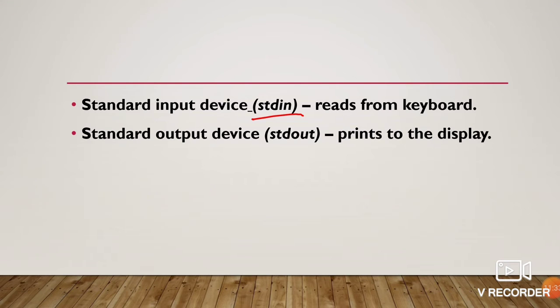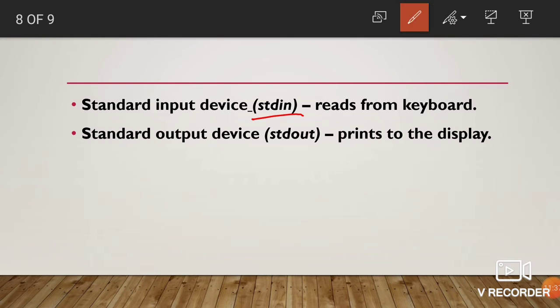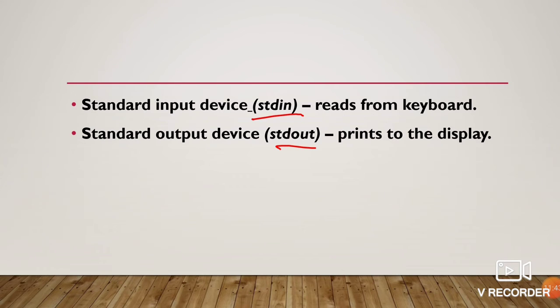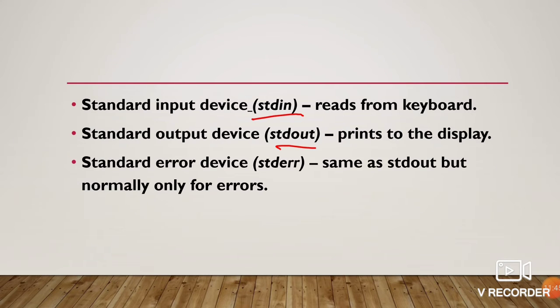Okay, standard output device, STDOUT. The standard output device, STDOUT, prints to the display. And the third one, standard error device, STDERR, is the same as standard output, but normally only for errors.